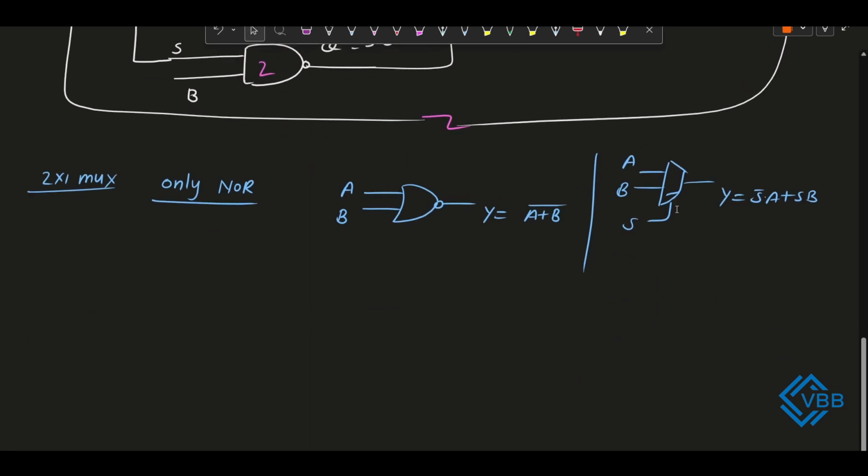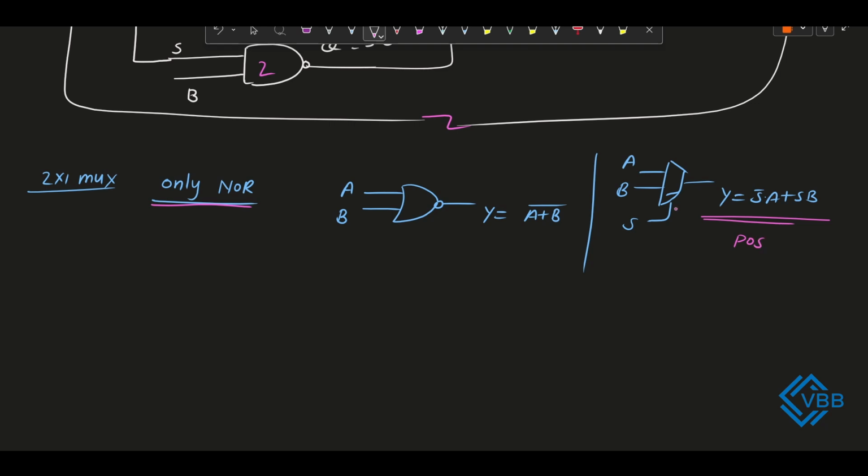Now remember one thing, whenever you are implementing any circuit using only NOR gates, keep this in your mind: first try to convert the expression or the circuit output that you are going to implement using only NOR gates into POS format. Why am I saying this?